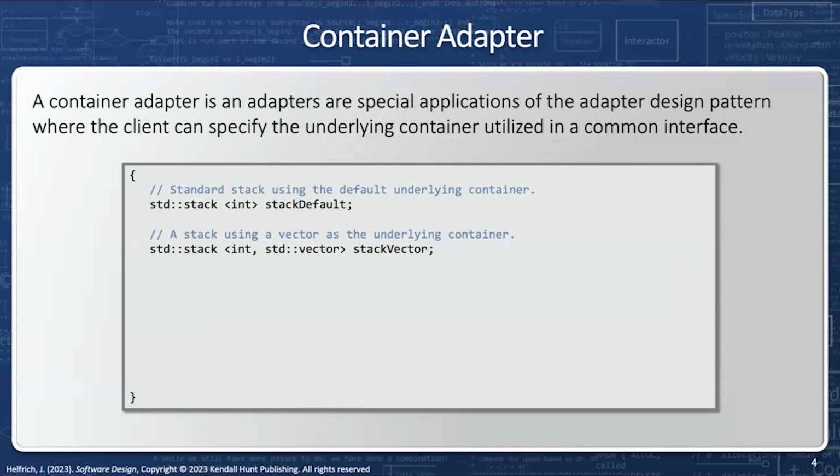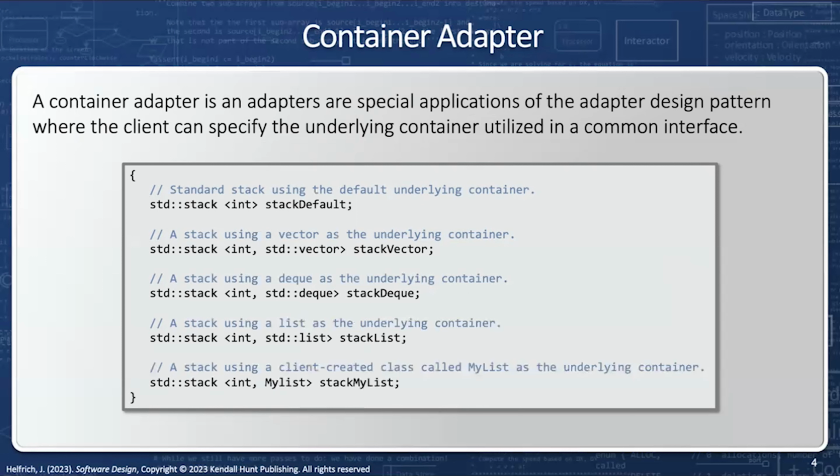The client can also specify in C++ we want the underlying data structure to be a vector. Now, all the interfaces will be exactly the same. All the functionality will be exactly the same. It's just the underlying data structure is different. And the same is true. I can specify it as a deque, I can specify it as a list, or I can even specify it as a my list, as something I create.